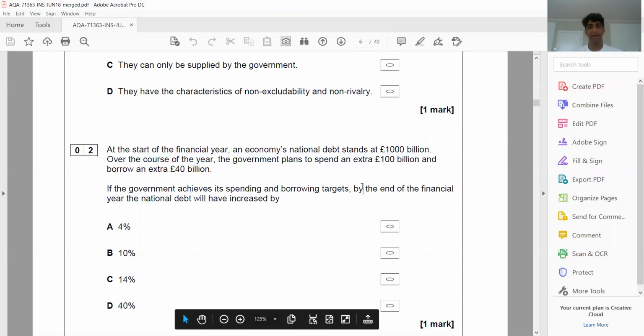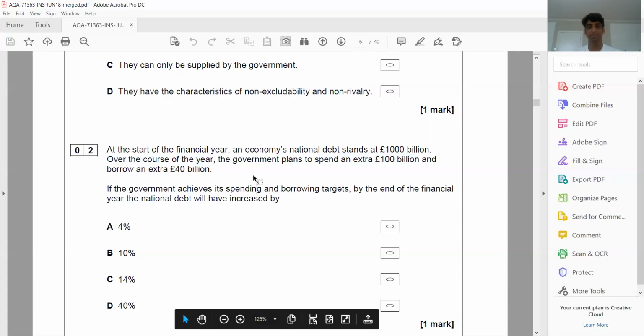So if the government plans to spend an extra 100 billion pounds, there's nothing wrong with that. That doesn't mean that the deficit is 100 billion pounds, because if the government manages to find the extra 100 billion in the form of tax revenue, then we're safe. The question is, how much of that 100 billion has to be borrowed? Now, the best part is the question tells us this. It's borrow an extra 40 billion pounds.